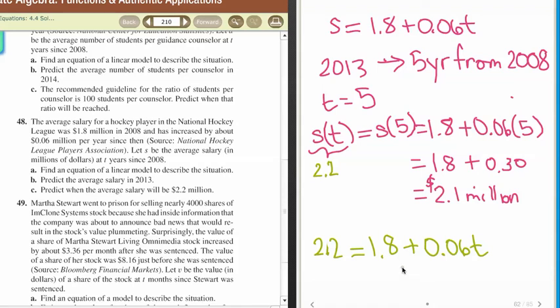Well, you see, this is just a linear equation in one variable, which we now know how to solve. We didn't know how to do this before, so we couldn't even do these types of problems. So learning how to solve a linear equation in one variable has opened up new fields for us. So we now have 0.06t is equal to 2.2 minus 1.8, so I'm going to have to borrow to do this. So I'm going to end up with 0.4.